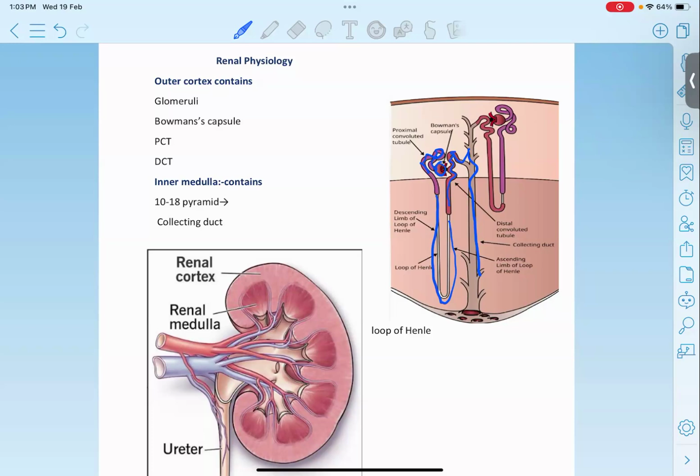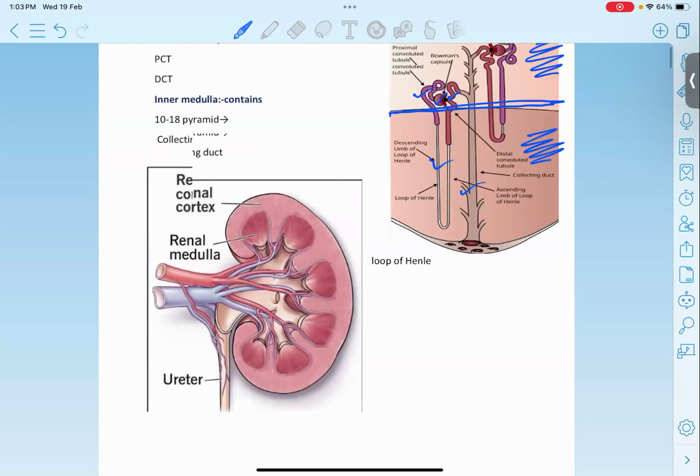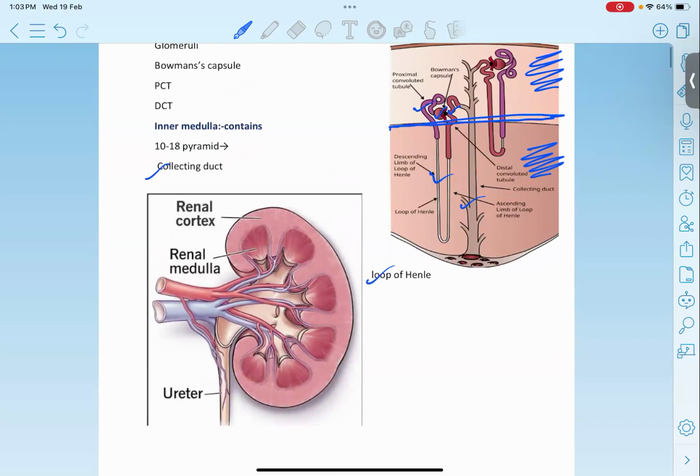But there is a catch: you can see right here in this picture that there is a demarcation. This demarcation means the portion above is cortex and the inner portion is medulla. So the outer portion, the cortex, only contains glomeruli, Bowman's capsule, proximal convoluted tubule, and distal convoluted tubule. The loop of Henle usually is present inside the inner medulla, as well as the collecting duct. So the inner medulla will contain the collecting duct and loop of Henle.